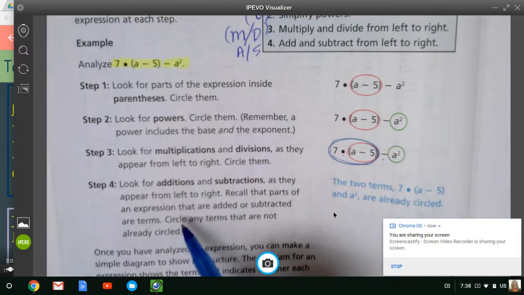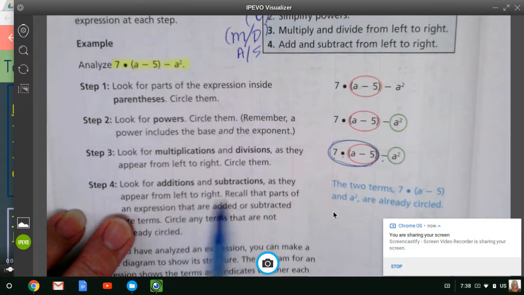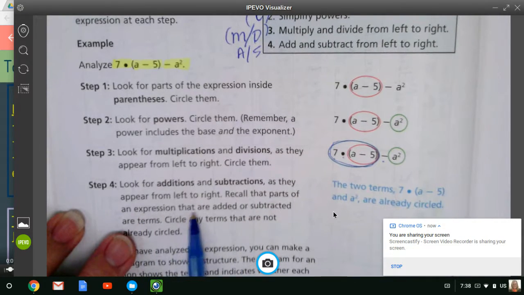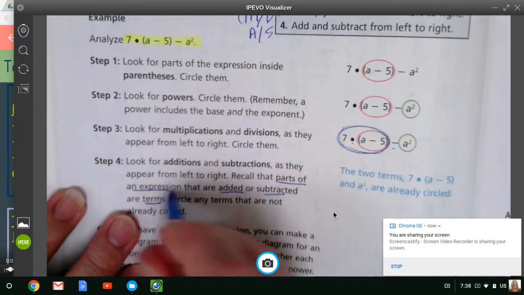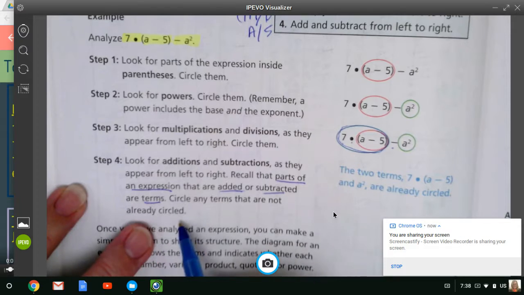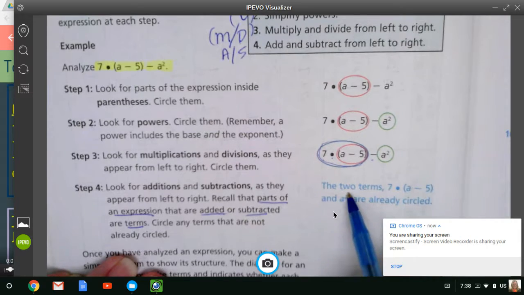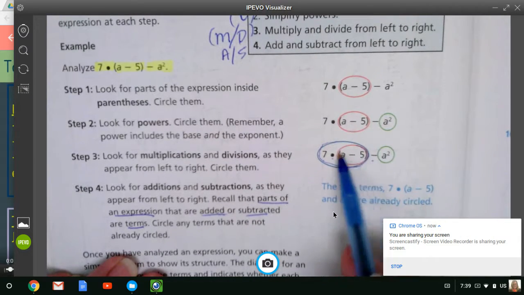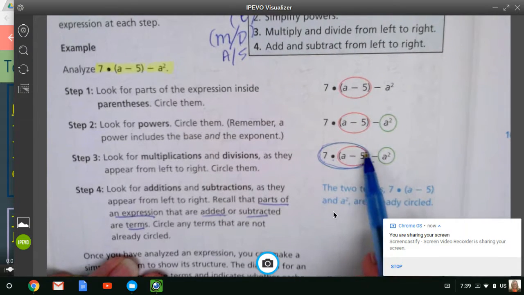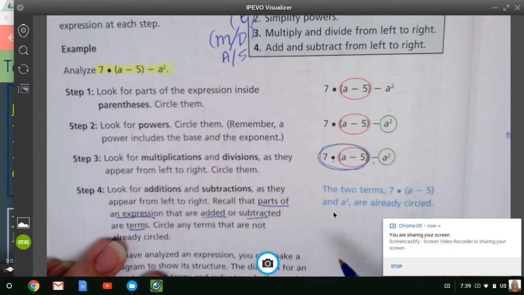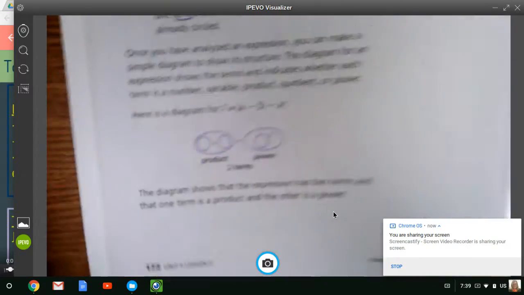All right, step 4, remember we talked about terms. You're going to look for addition and subtraction as they appear from left to right. Recall that parts of an expression that are added or subtracted are terms. So parts of an expression, the chunks. Circle any terms that are not already circled. That would be the last thing we do. Well, we're going to have 2 terms. We've already circled a minus 5 because that was the part in parentheses, so that was already done. So we end up with no more to circle, but you can see we have 2 big sections here. So let's move down the page.